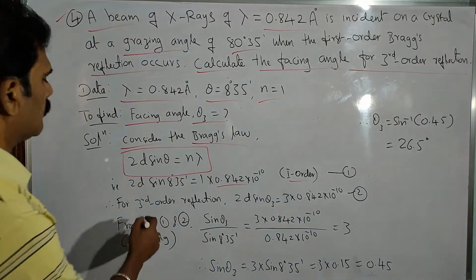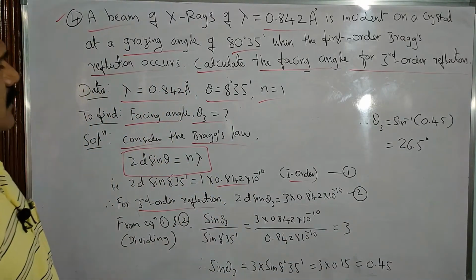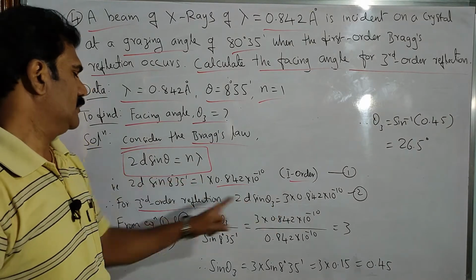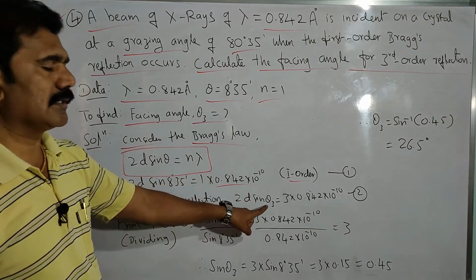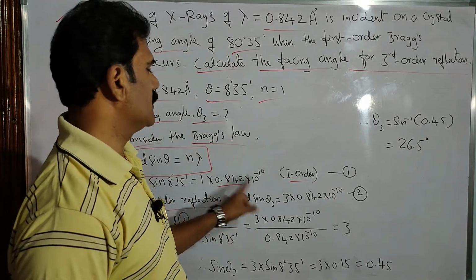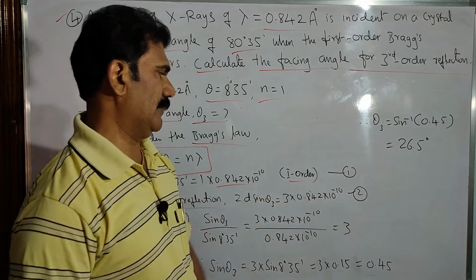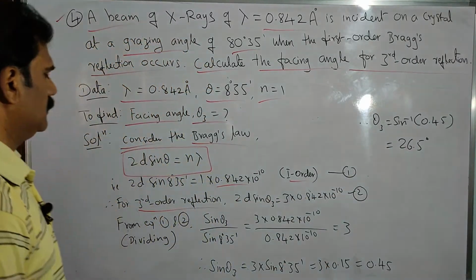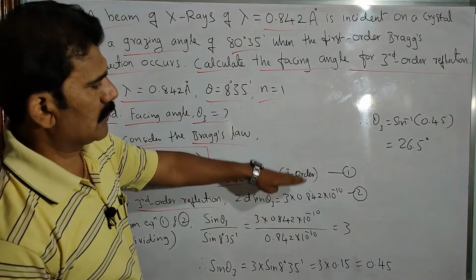Now for third order reflection, write down the same Bragg's law by substituting n is equal to 3 now. Okay, so 2d sin theta 3 must be calculated here. 2d sin theta 3 and n is equal to 3, lambda is same. Let it be equation 2. Now dividing this equation 2 by equation 1.